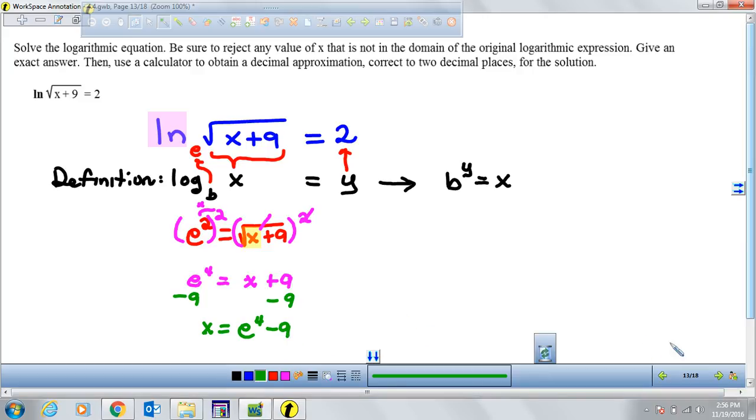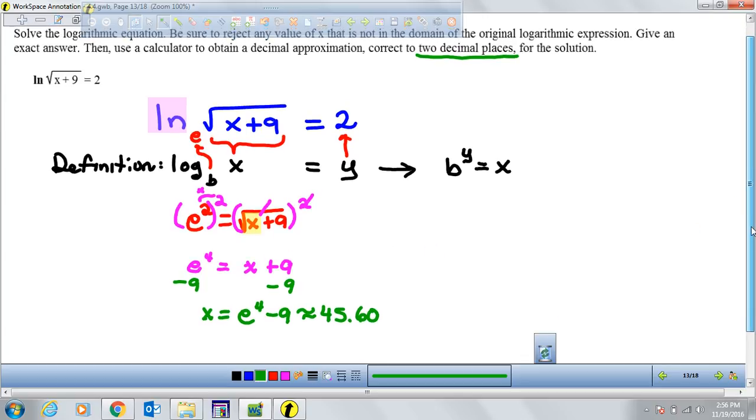Okay? And of course, to complete this problem, you type this answer into the calculator. Let me go ahead and do that. So we put e to the 4th power minus 9. The answer should be in your calculators 45.59815003. So we round it to, it says right here, 2 decimal places. So the answer in 2 decimal places is 45.60. Okay. So that is the value of x.